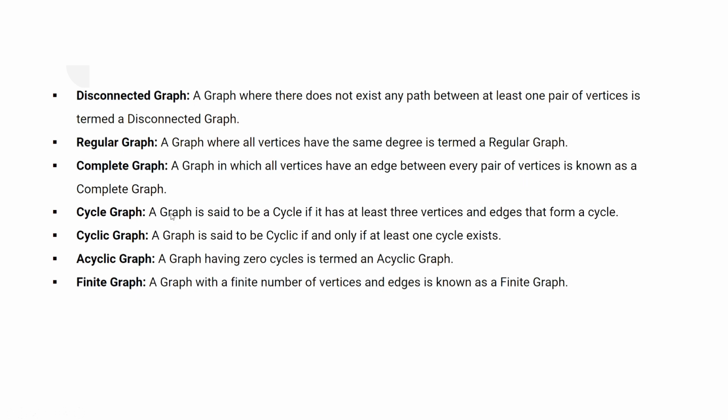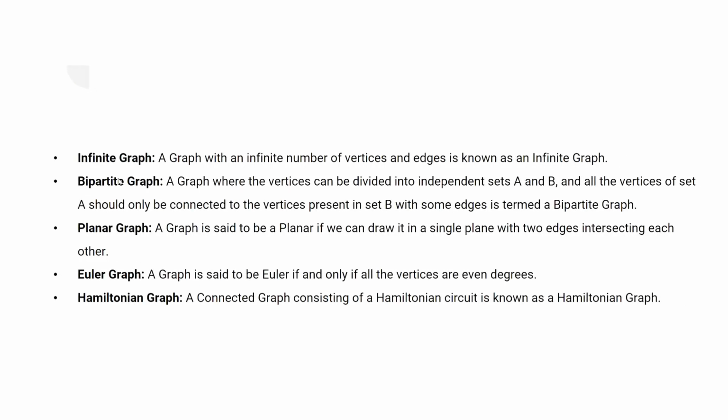Then the cycle graph. A graph is said to be a cycle graph when it has at least 3 vertices and edges that form a cycle. Next is the cyclic graph. A graph is said to be cyclic if and only if at least one cycle exists. Then the acyclic graph. A graph having zero cycles is termed an acyclic graph. Next is the finite graph. A graph with a finite number of vertices and edges is known as a finite graph. Then the infinite graph: a graph with an infinite number of vertices and edges, so we cannot count them. If that situation occurs, it is known as an infinite graph.